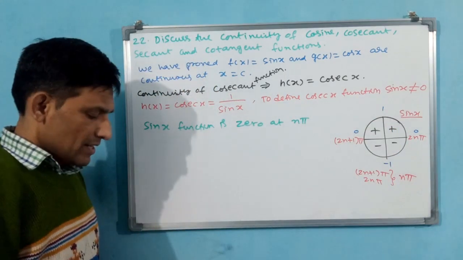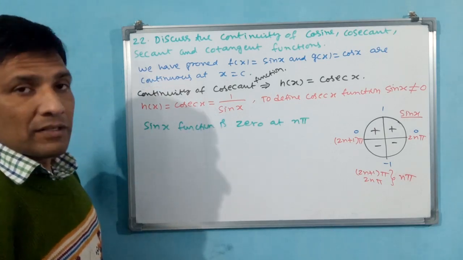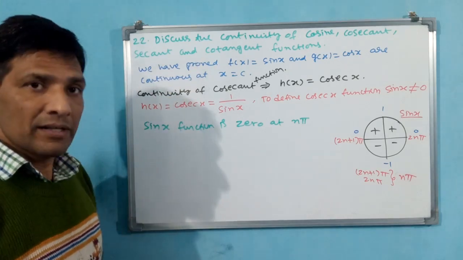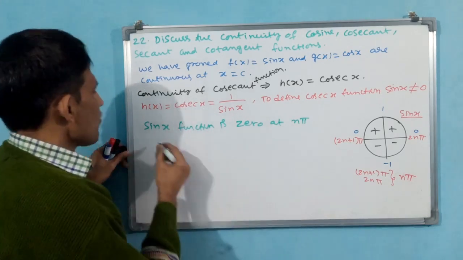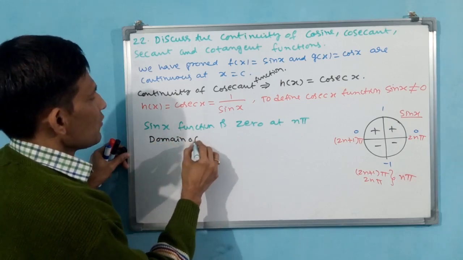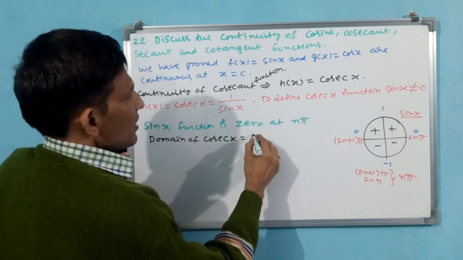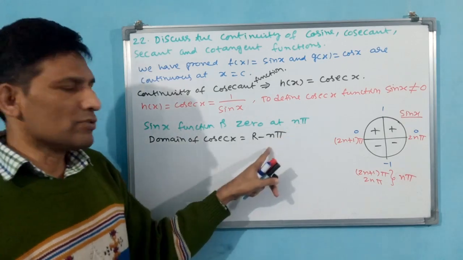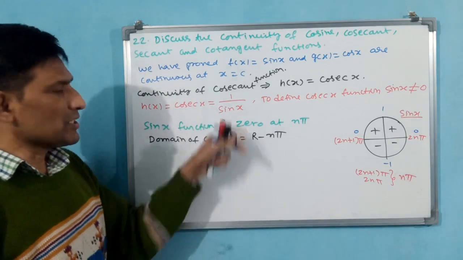Now finally, what are you going to write? The cosecant function is continuous. Why? Because continuity is asking about the domain of cosecant x. Domain of cosecant x is equal to R minus n pi. Any number you can give, but n pi you should not give. If you give n pi, sin x is going to give 0, and the function is going to become undefined.